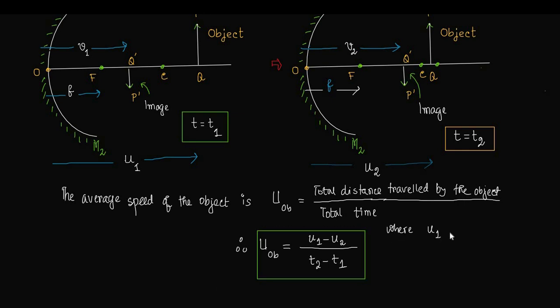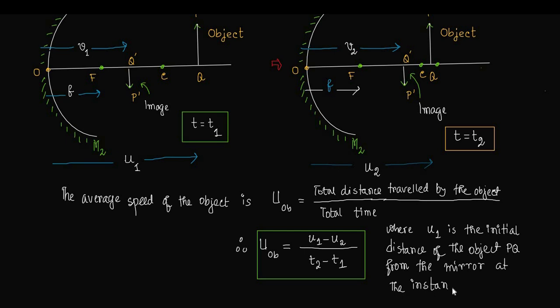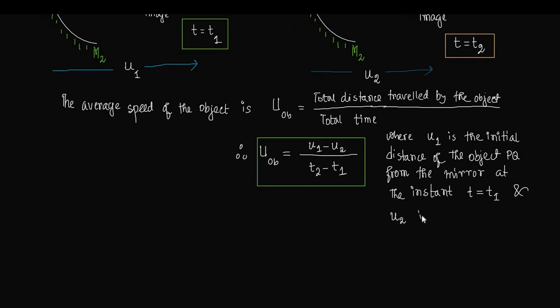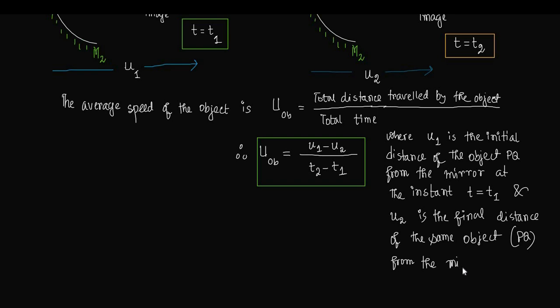U_OB equal u1 minus u2 divided by t2 minus t1, where u1 is the initial distance of the object PQ from the concave mirror M1M2 at the instant t equal to t1 second, and u2 is the final object distance. u2 is the final distance of the same object PQ from the same mirror at the instant t equal to t2 second.